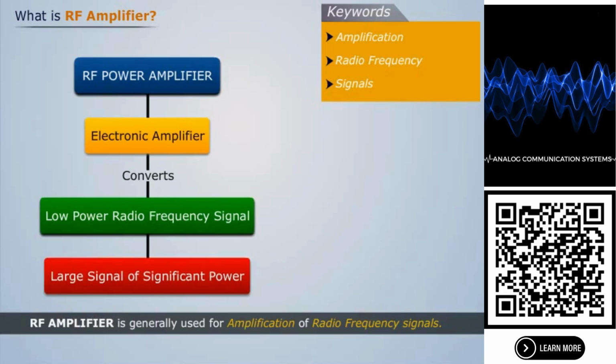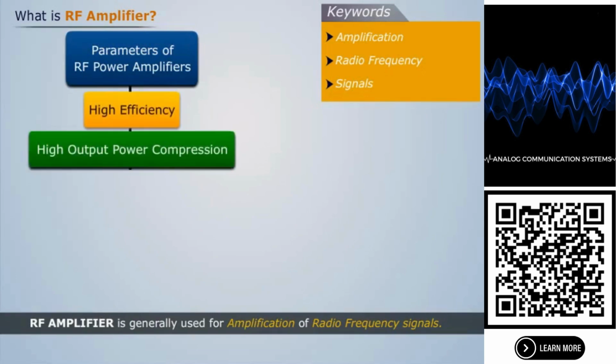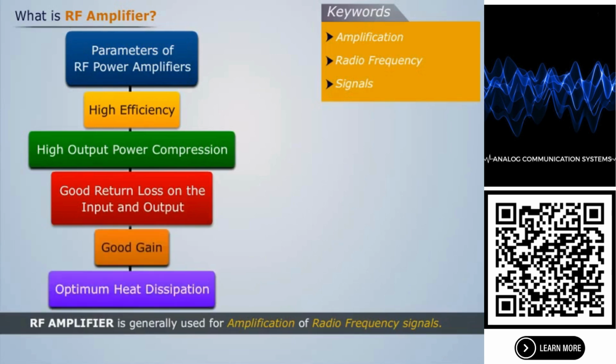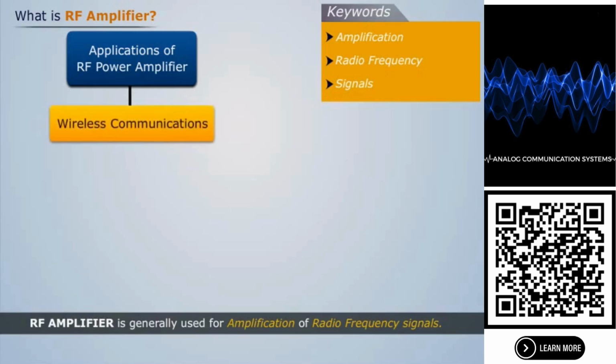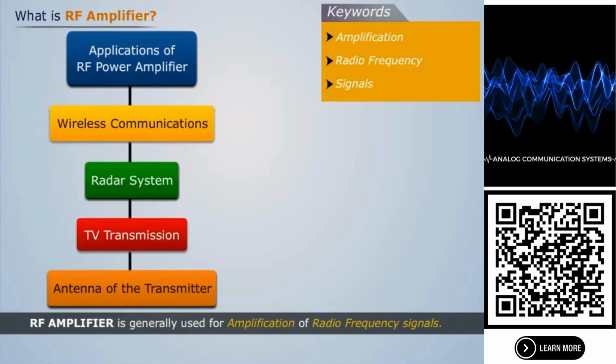of significant power. Parameters of an RF power amplifier are high efficiency, high output power compression, good return loss on the input and output, good gain, optimum heat dissipation. Applications of RF power amplifier: used in wireless communications, used in radar systems, used in TV transmission, used to drive the antenna of the transmitter.